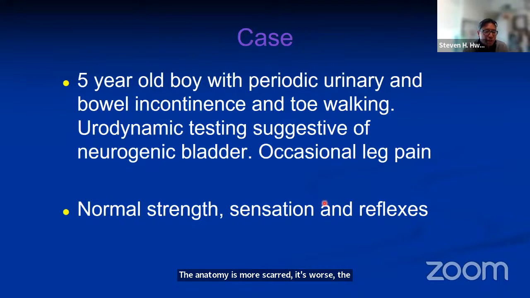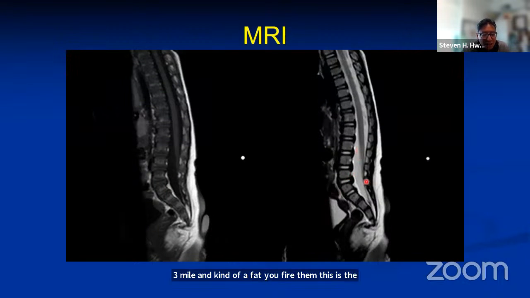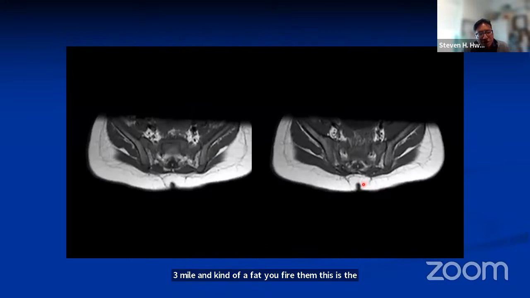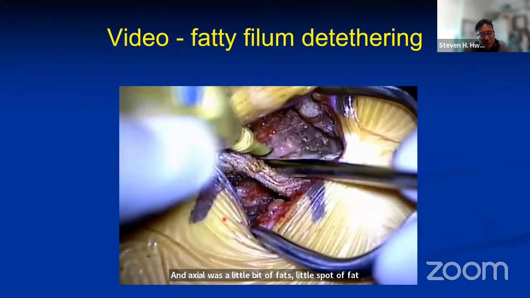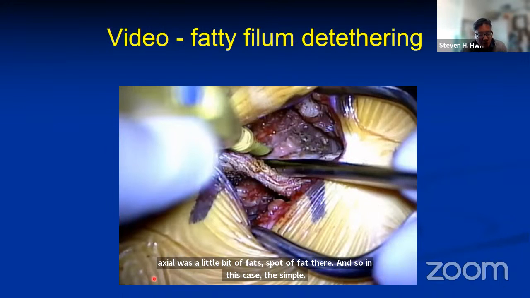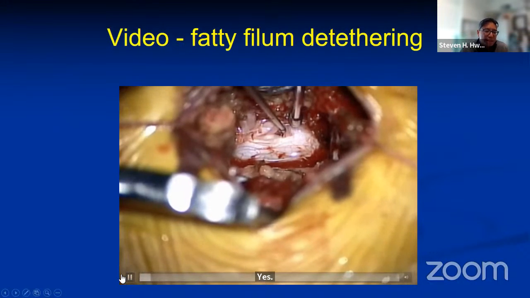So there's an example of a 5-year-old boy with clinical symptoms of tethered cord, pretty mild, and kind of a fatty filum. This is a sagittal T2. It's a little low-lying, dorsally kind of anchored, and axial is a little bit of fat, a little spot of fat there. So in this case, a simple fatty filum release. To the video, and it can be fairly low risk.